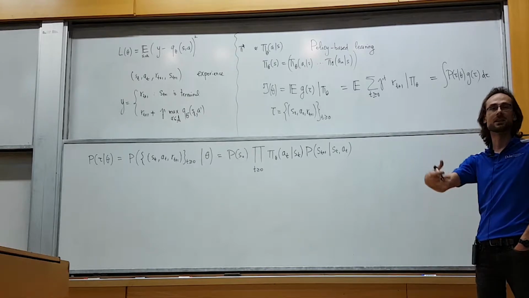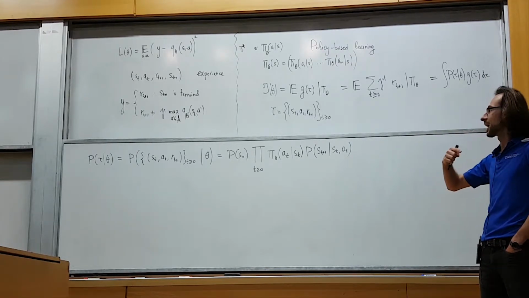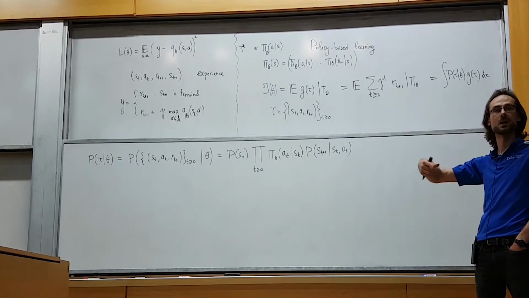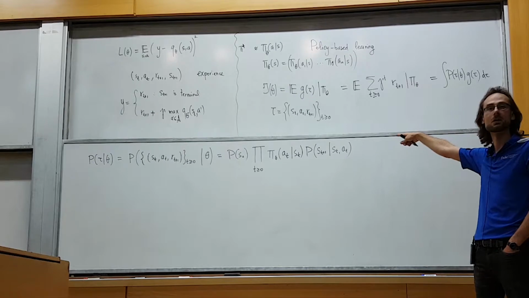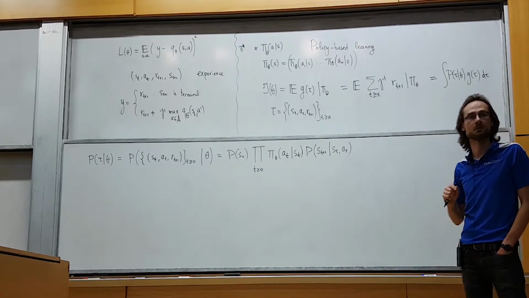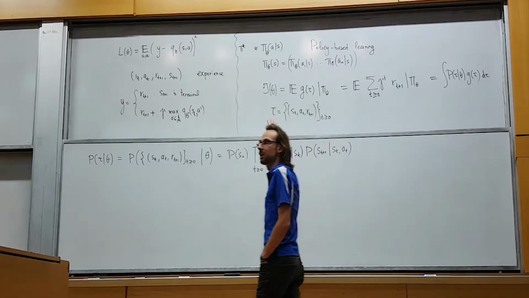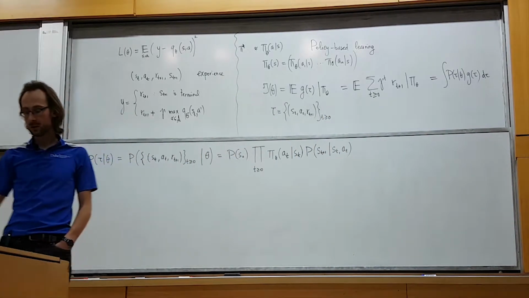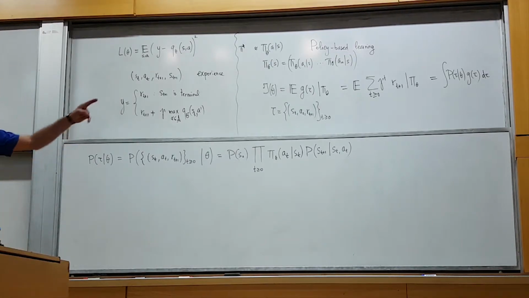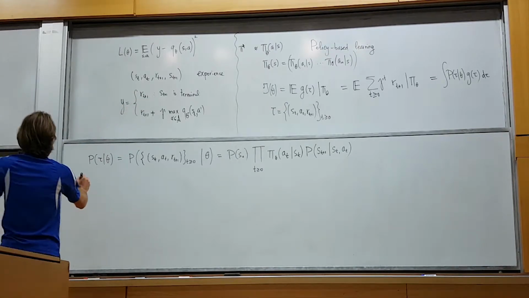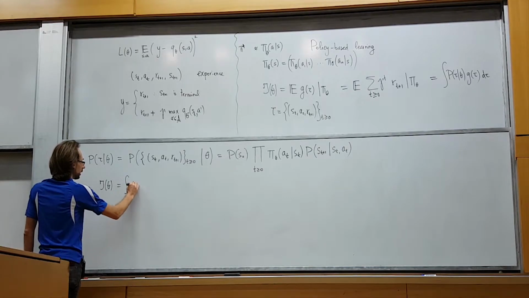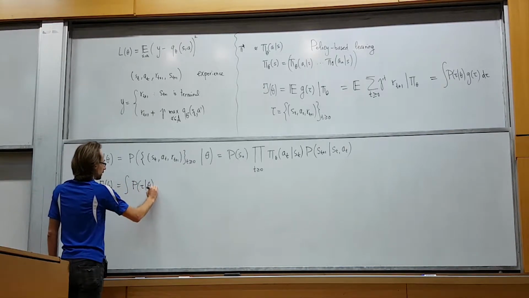Then I'm in state S1, and again I ask myself what is the probability of making the action A1 from state S1, times the probability of transitioning to state S2 from the state S1 under action A1. And then I do it until I reach my terminal state. So basically, we wrote our loss in the form of this integral with this probability.